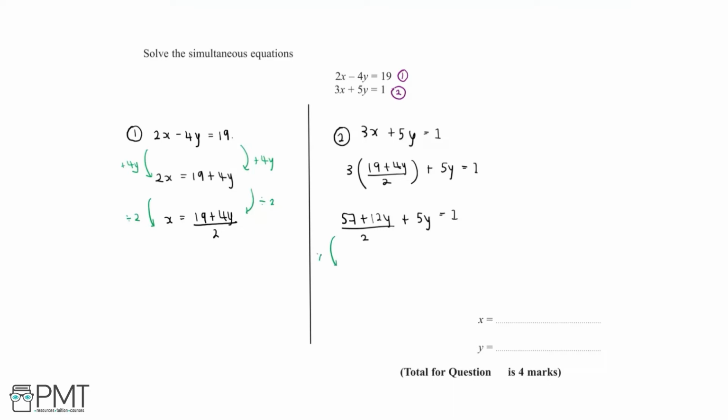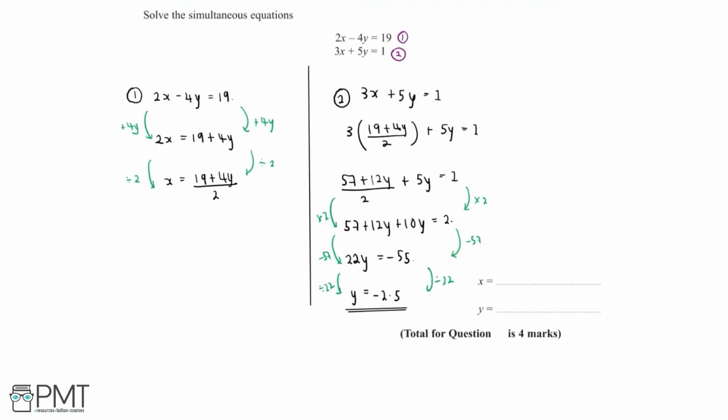Now we can multiply each term by 2, and so we can say that 57 plus 12y plus 10y is equal to 2. Now we can simplify this. Moving the 57 over to the other side, we can say that 22y is equal to 2 take away 57, which is minus 55. And so y, dividing both sides by 22, is equal to minus 2.5.